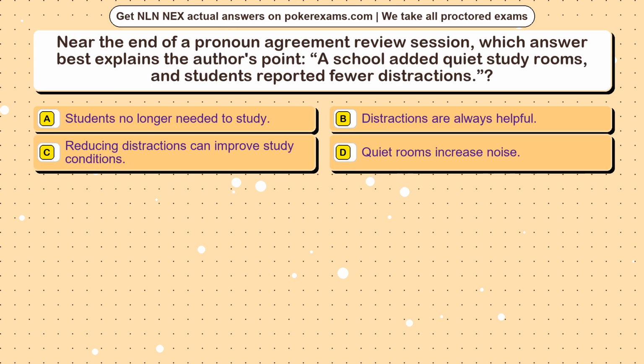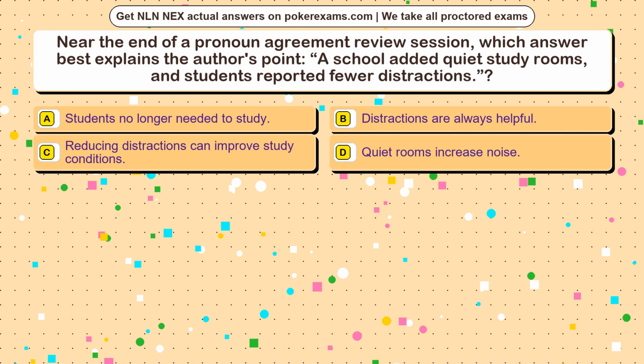Question 19. Near the end of a pronoun agreement review session, which answer best explains the author's point? A school added quiet study rooms, and students reported fewer distractions. Option A, students no longer needed to study. Option B, distractions are always helpful. Option C, reducing distractions can improve study conditions. Option D, quiet rooms increase noise.